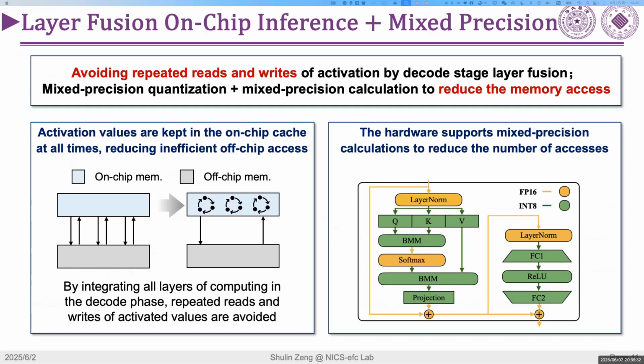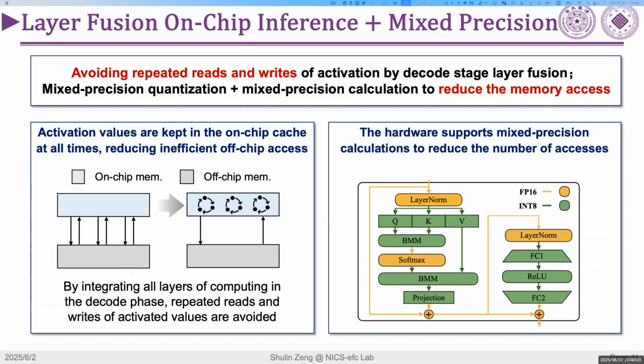And here shows our second technique, layer fusion for on-chip inference with mixed precision. Due to the small activation in the decode phase, the repeated reading and writing of the activation values is avoided by layer fusion in the decode phase. So basically, we can keep all the activation values in the on-chip cache at all times, reducing those inefficient off-chip accesses.